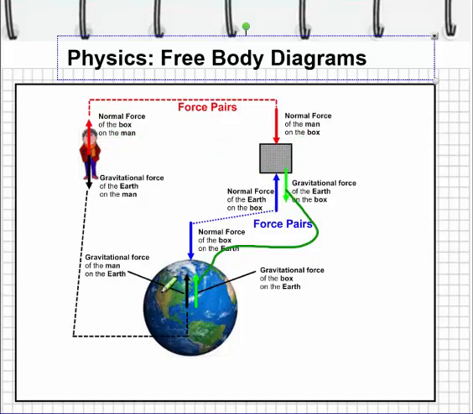If I drew the free body diagram of the earth itself, it would feel two gravitational forces. It would feel the gravitational force of the man on the earth. Again, this one and this one would be force pairs. It would also feel the gravitational force of the box on the earth. This one and this one would be force pairs. And it would also feel the normal force of the box on the earth, and these two would be force pairs.